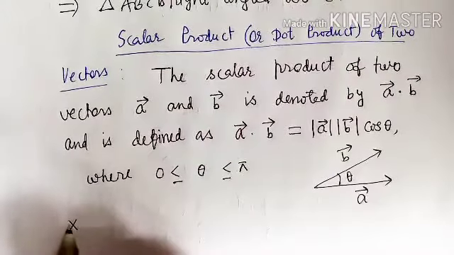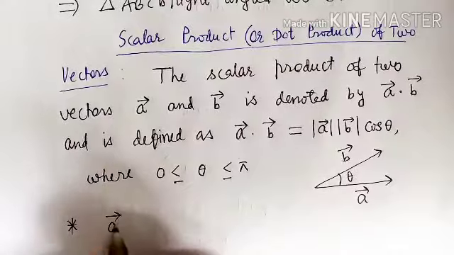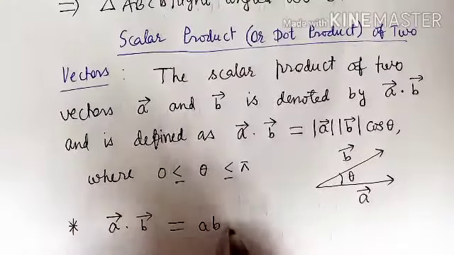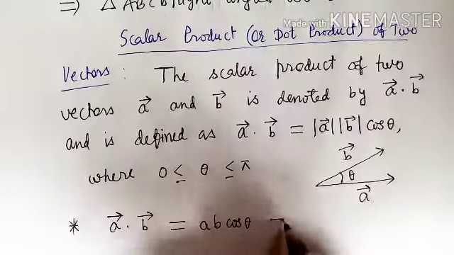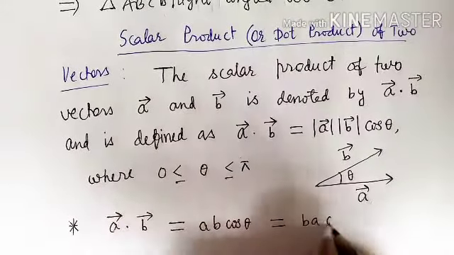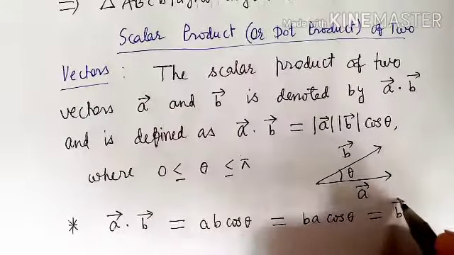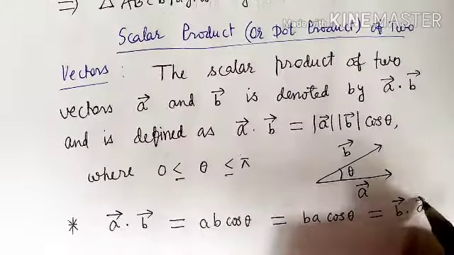We see that vector A dot vector B is equal to AB cos theta. This can be written as BA cos theta, and this can be written as vector B dot vector A.